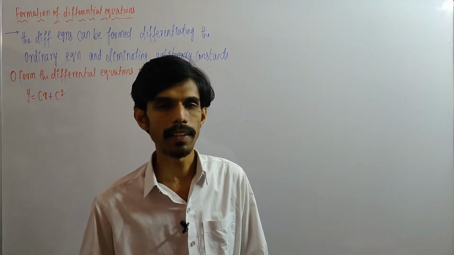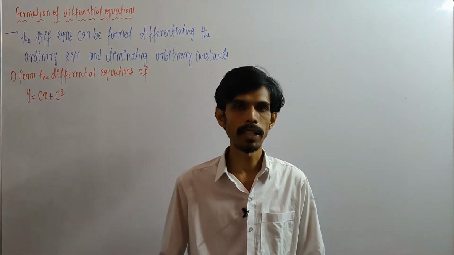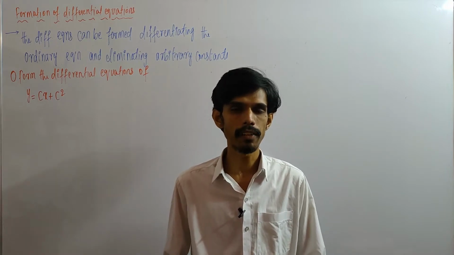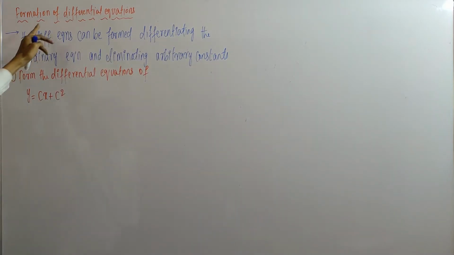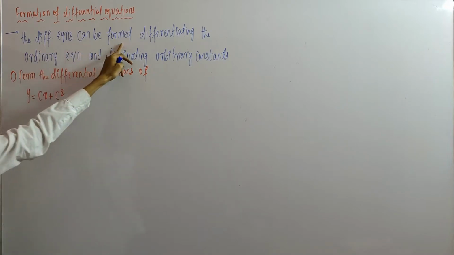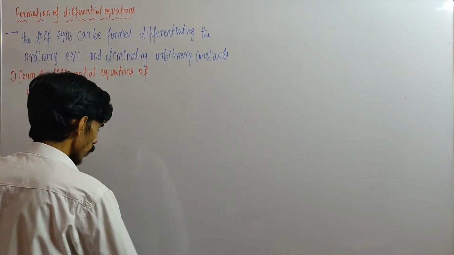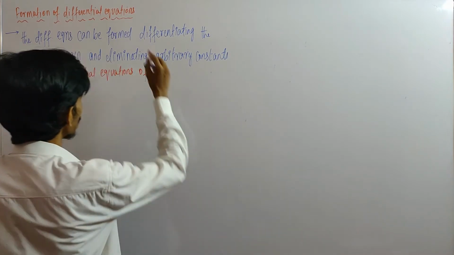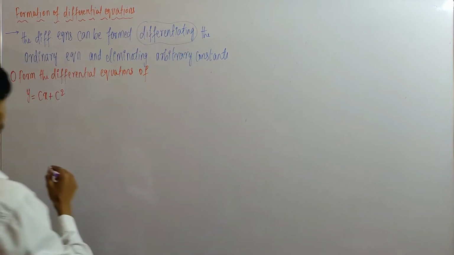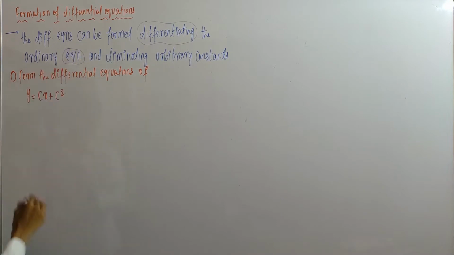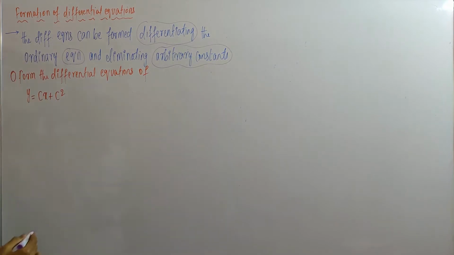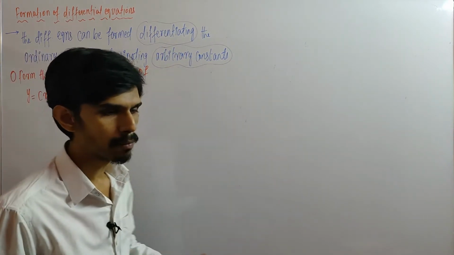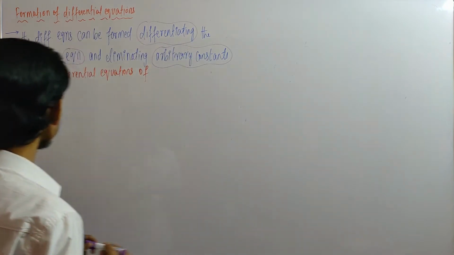This is Syed Ismail. In this video lecture, I am going to discuss formation of differential equation from ordinary equation by eliminating arbitrary constants. Let us see here formation of differential equations. The differential equations can be formed by differentiating. So first thing is we have to differentiate the ordinary equation and eliminate arbitrary constants. So we have to take two steps. We have to differentiate and eliminate arbitrary constants.